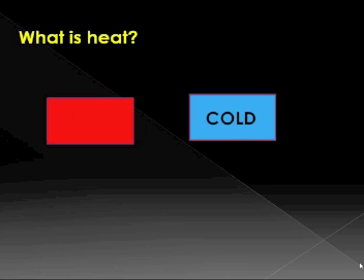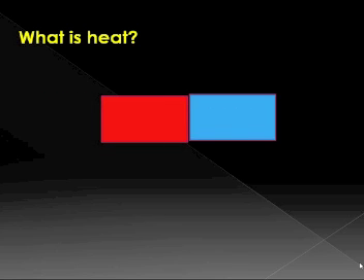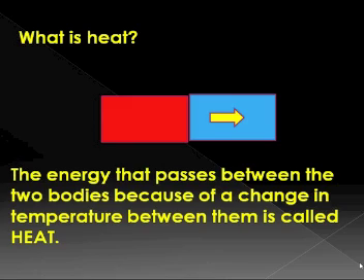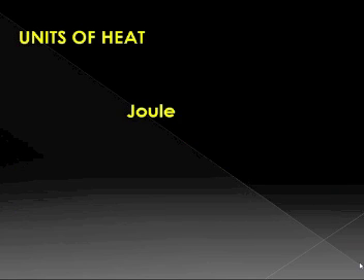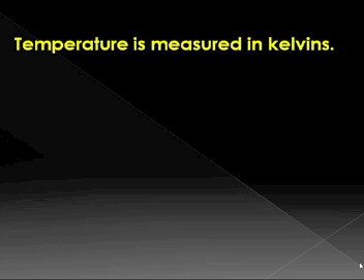Now, heat is very important. What is heat? We cannot say something has heat. Rather, when a hot body and a cold body are placed together, you have a transfer of energy from the hot to the cold. And so here it is, very important that you understand this difference. The energy that passes between two bodies because of a change in temperature between them is called heat. And for the AP course, it's measured in joules. Now, there's also calories and BTU, but we do joules.